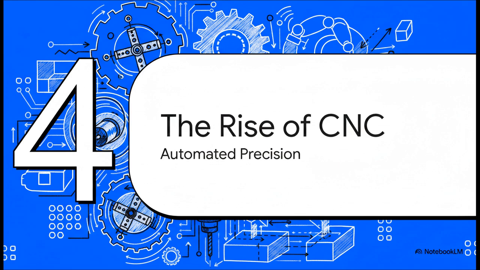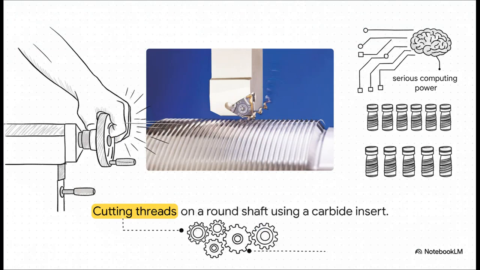Section 4, the rise of CNC. And that brings us to the modern era of automation and advanced, complex cuts. Now, while manual lathes operated by master machinists can certainly cut some beautifully intricate features, like carving screw threads into a round shaft using a coated carbide insert, doing that consistently, thousands of times a day at scale, well, that requires some serious computing power.